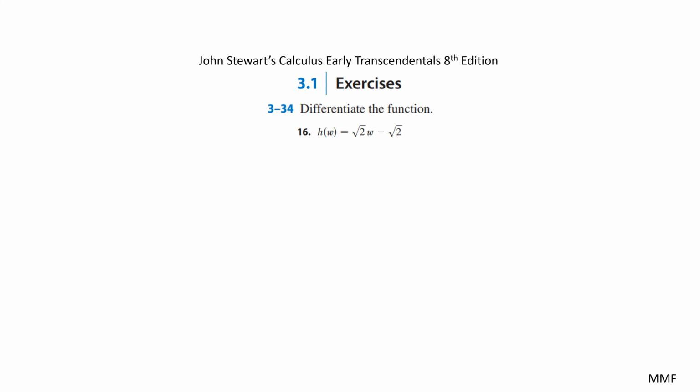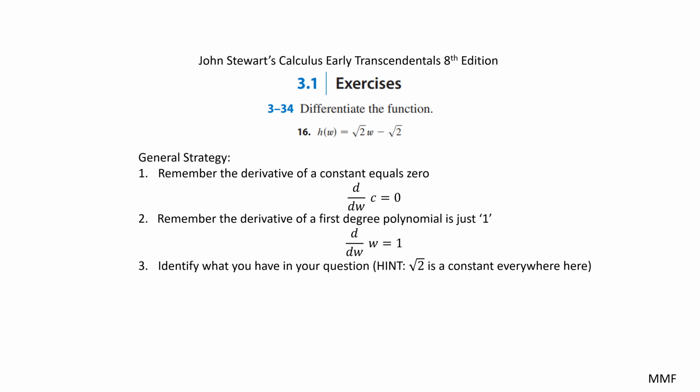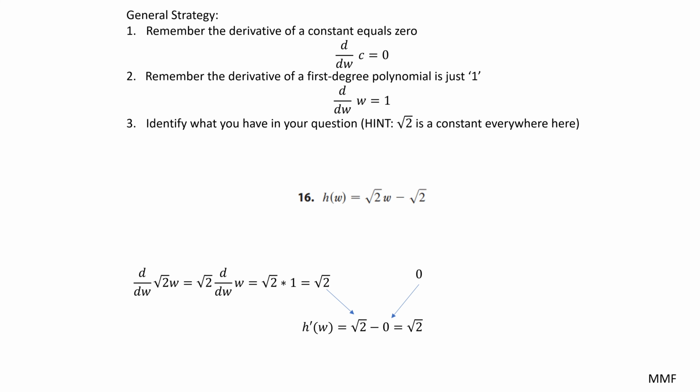I mean, root 2 is equal to 1.4168, I think. So long story short, it's basically like you had the number 3 in front of the w, minus 3. You can just pretend it's that if you want and treat it the exact same way. Now remember, the derivative of a constant is just 0, and the derivative of a first degree polynomial is just 1. And of course, identify what you have in your question is the third step of the strategy. And remember that root 2 is just a constant.